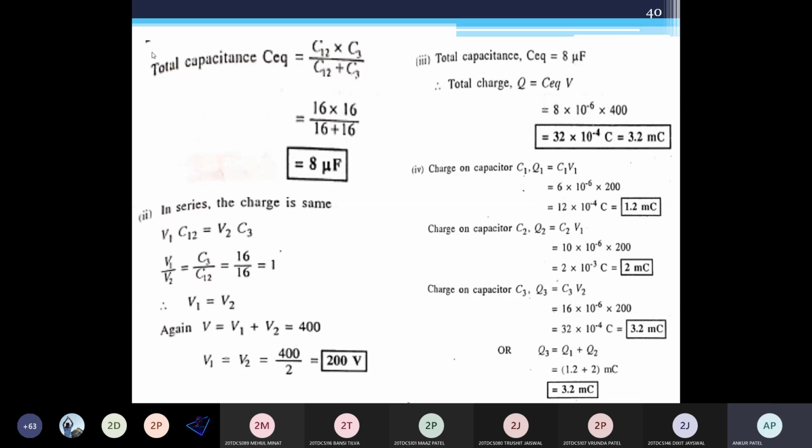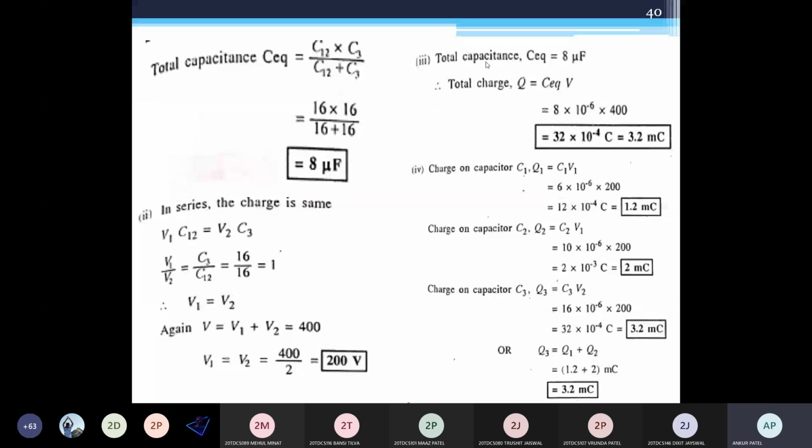So total capacitance C equivalent is equal to this combination, so 8 microfarad. In series, the charge is same. So you can write V1 into C12, this is the equivalent capacitance of the two parallel capacitors, and it is equal to V2 into C3. So we can write the 16 by 16 is equal to 1, so V1 equal to V2. But we know V is equal to V1 plus V2. So V1 equal to V2 equal to 200 volt. So that is the voltage across each capacitor.